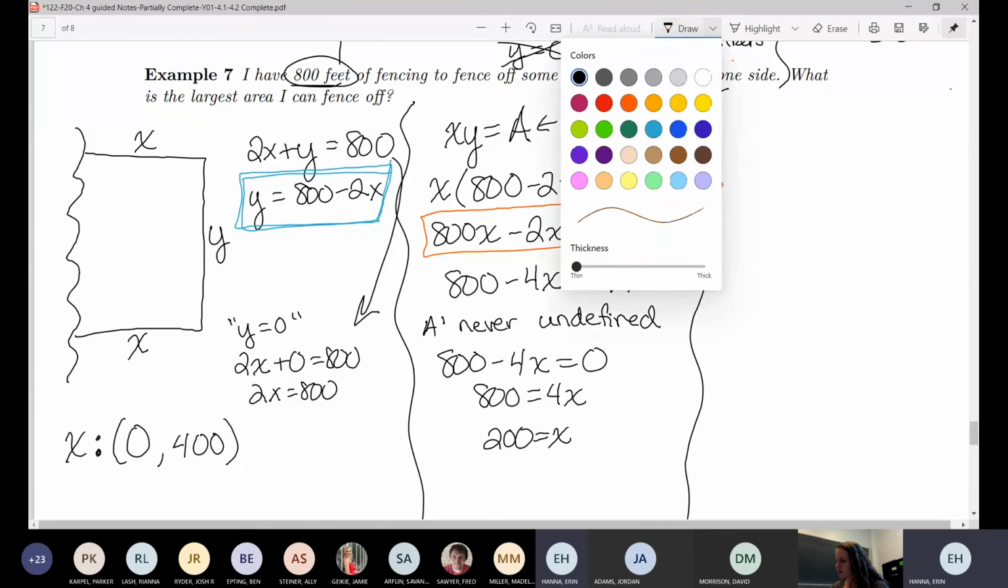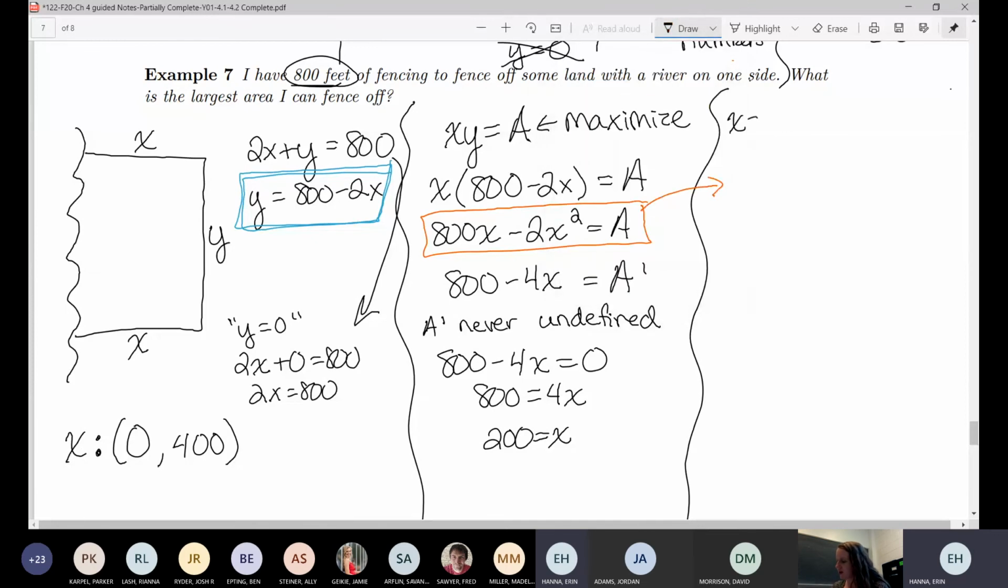So essentially we need to find three things. We were working with x's. If x is 0, what is A? If x is 200, what is A? And if x is 400, what is A? Let me actually move A over a little bit. So if x is 0, we have 800 times 0 minus 2 times 0 squared, which is going to be 0.